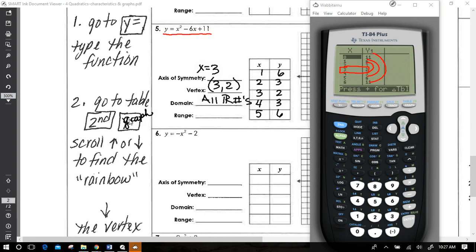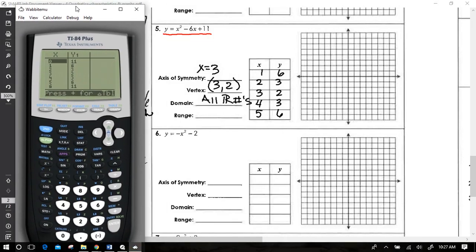All right, now to help me determine the range, I'm just going to plot these points real quick and see which way it's going. So positive 3, positive 2, that's my vertex. And then positive 4, positive 3. Okay, so this looks like it is going like this. Sorry, my smartboard's acting up on me.